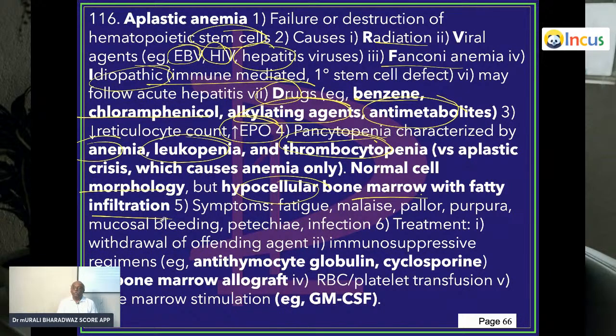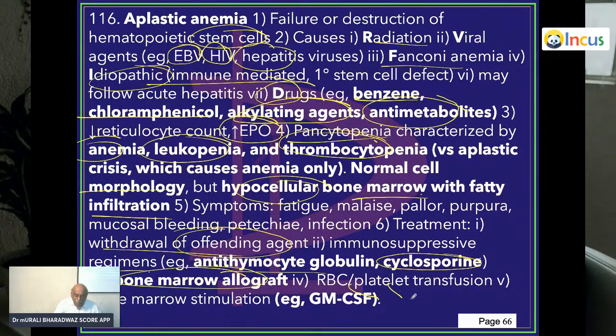Now, what are the symptoms? Fatigue, malaise, pallor, purpura, mucosal bleeding, petechiae, infection because there is no WBC. How do you treat? If the patient is already on any antiplatelet drug or anything, his platelets are already low due to pancytopenia, so why will you give that? You won't give. Aplastic anemia can be due to autoimmunity, so you can give immunosuppressive drugs like anti-thymocyte globulin and cyclosporin. You can do bone marrow allograft.